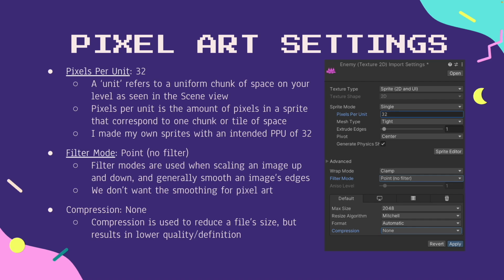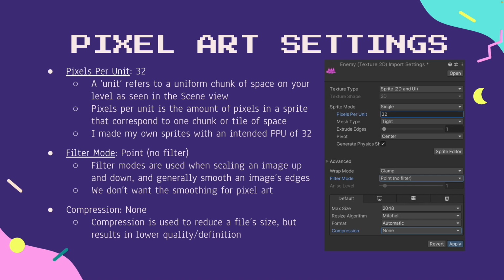For our filter mode, we have point filter, which is no filter. Filter modes are applied when we scale our image up or down, and typically they allow for some smoothing. So if we have really large or really small images and we scale them, we don't get ugly edges. But for pixel art, we don't want that smoothing, so we use the point filter. And again, that's a link if you want to read more about what that does.